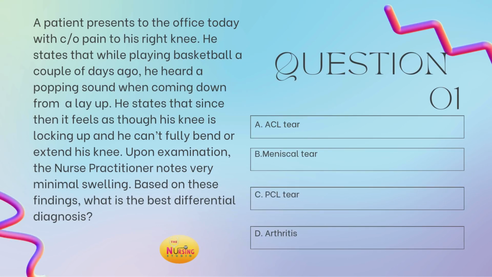Question number one states a patient presents to the office today with complaints of pain to his right knee. He states that while playing basketball a couple of days ago, he heard a popping sound when coming down from a layup. He states that since then, he feels as though his knee is locking up and he can't fully bend or extend his knee. Upon examination, the nurse practitioner notes very minimal swelling. Based on these findings, what is the best differential diagnosis? Is it A, ACL tear, B, meniscal tear, C, PCL tear, or D, arthritis? Take a moment and tell me what you got in the comments, you guys.